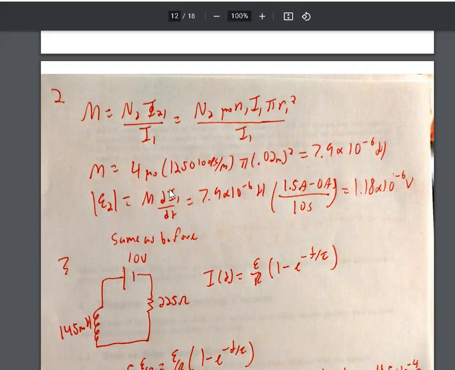And then the EMF is this mutual inductance times the rate of change of the current. So once again, we were given this, that it changed from 0 to 1.5 in 10 seconds. And because it changed uniformly, this finite difference is the same as this derivative. So we just multiply that by our mutual inductance, and that gives us our voltage, our EMF.